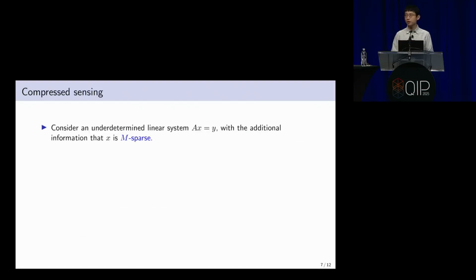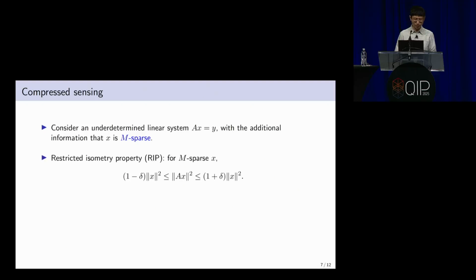So the main technique we use is compressed sensing. Here I will give a very brief introduction. So we consider an underdetermined linear system AX equal to Y. Because it's underdetermined, you cannot possibly uniquely pin down X just from this linear system. But if we're given additional information that X is M sparse, then there's some hope of doing that.